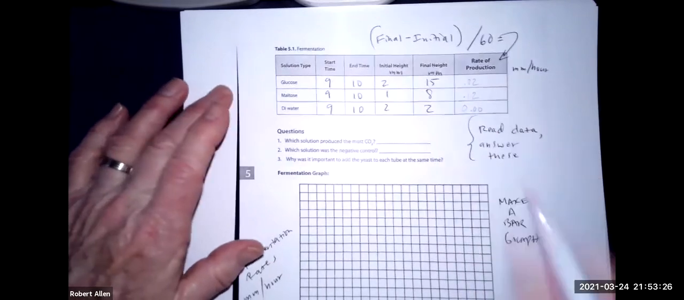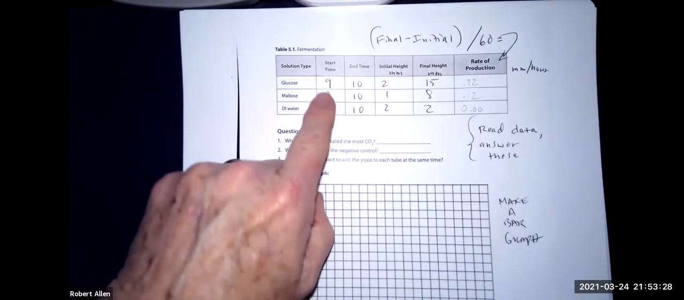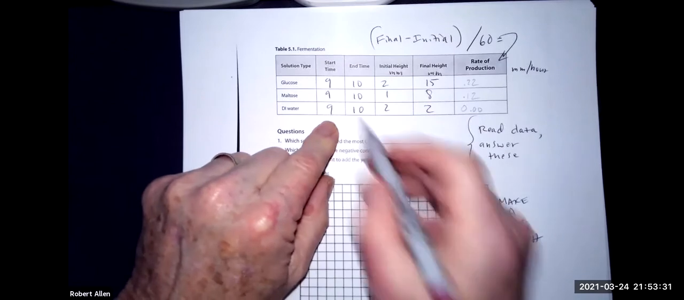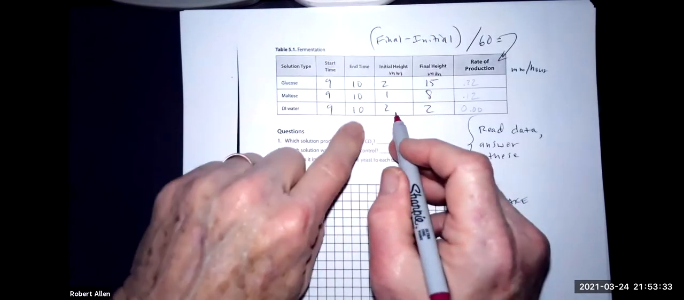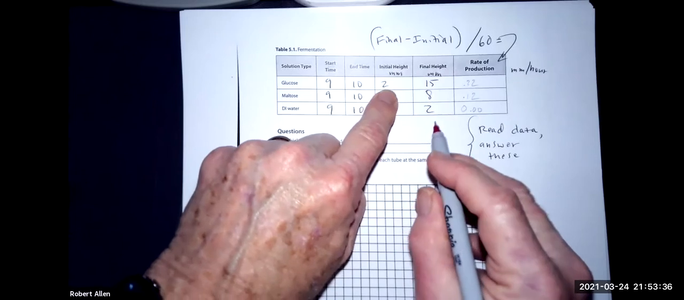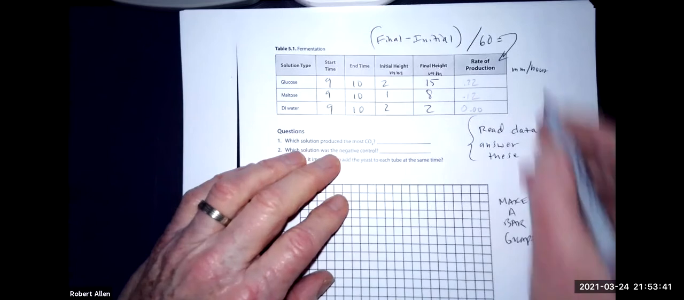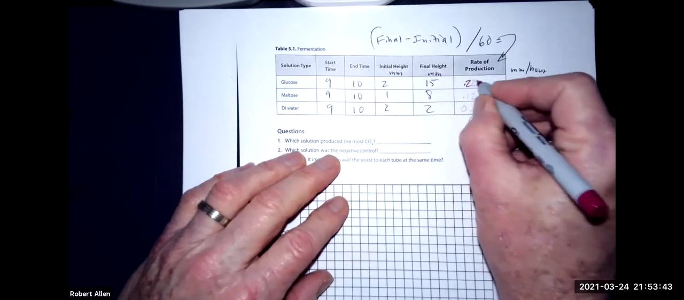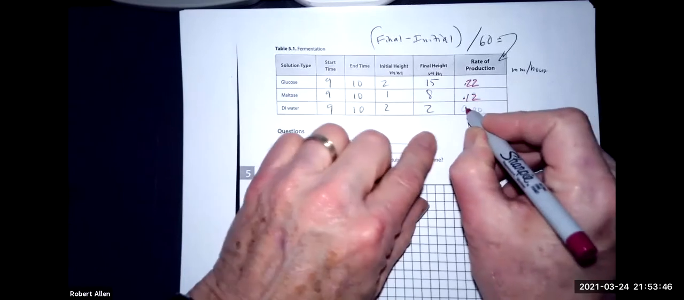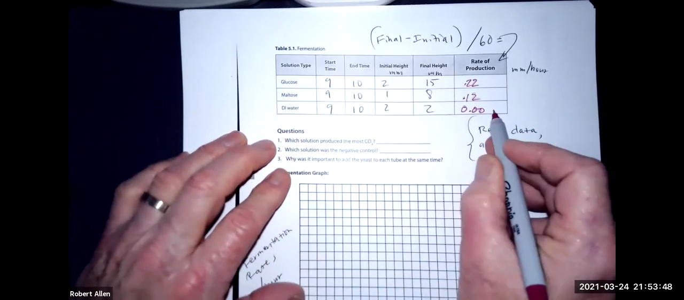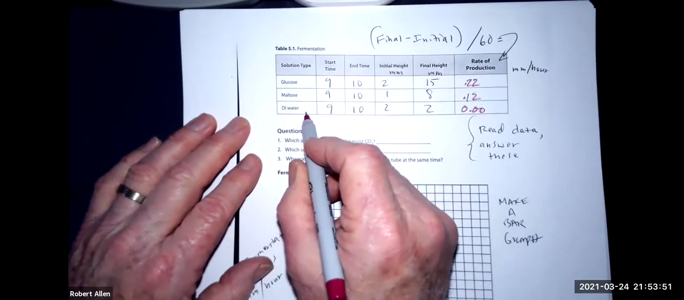So what we do, because we're not in person, we are giving you the data. We ran the experiment and we ran the data. So you need to jot this stuff down right here. So our start time here, we're going to say is 9. Our end time is 10. Our initial height is 2. Our final height's 15. All right. Our rate of production, we ran it through the formula, is 0.22 for this one, 0.12 for this one, 0.00 for water, which makes sense because it can't feed on water.